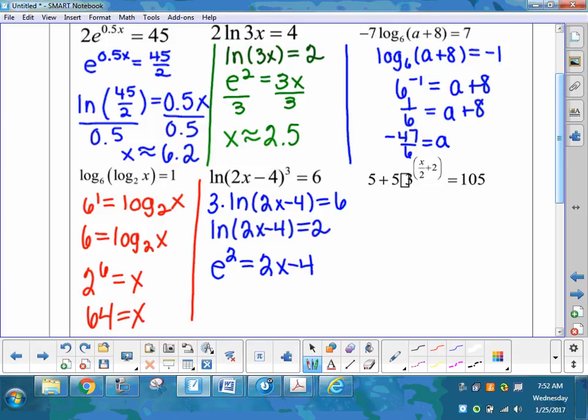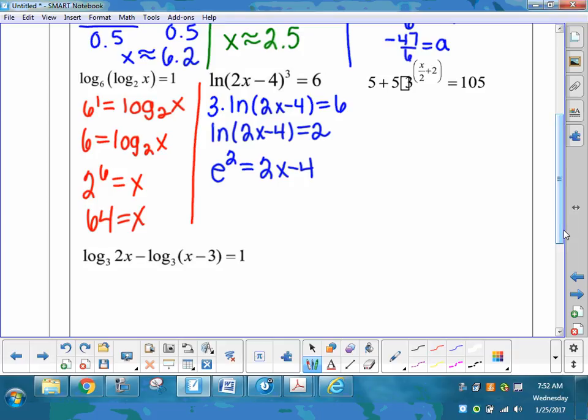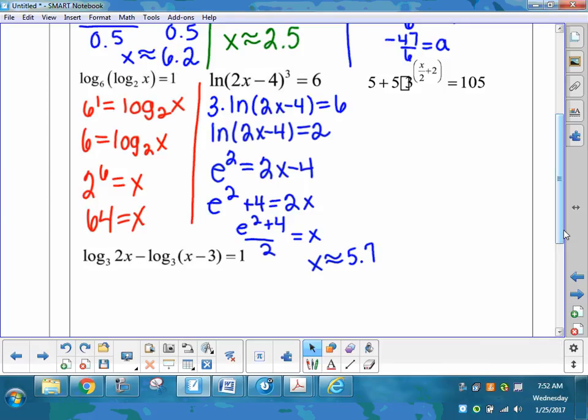To get an answer, and don't go to the calculator yet, because you can do more right now. Johannes, what do you do to solve this? So e squared is equal to 2x. Oh, sorry, e squared plus 4 is equal to 2x. What do you do from here? So you've got (e squared plus 4) over 2 is equal to x. What's x going to come out to be about? Hands up, please, when you can tell me. Yeah. 5.7. Can you type that in to do an n-solve? Yes or no?